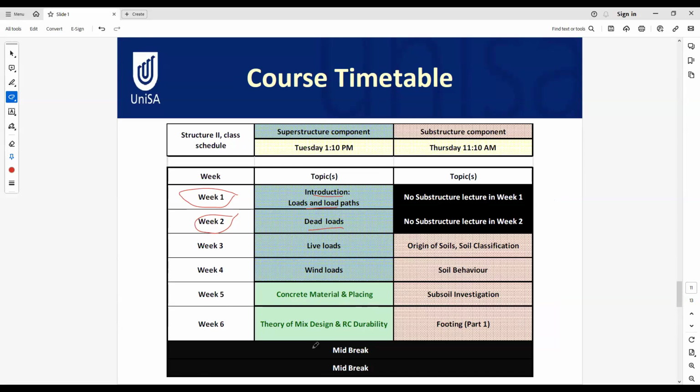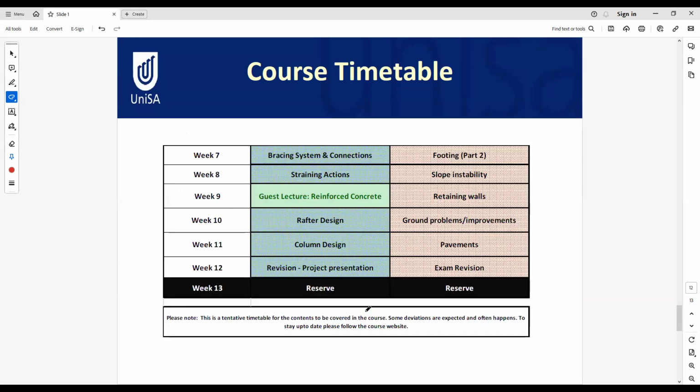So we have 6 weeks before the mid-break, and weeks 5 and 6 of the superstructure will be delivered by Dr. Tom Bell, covering concrete material and placing, theory of mix design, and reinforced concrete durability. And here is the second part of the course timetable. We have another 6 weeks after the break.